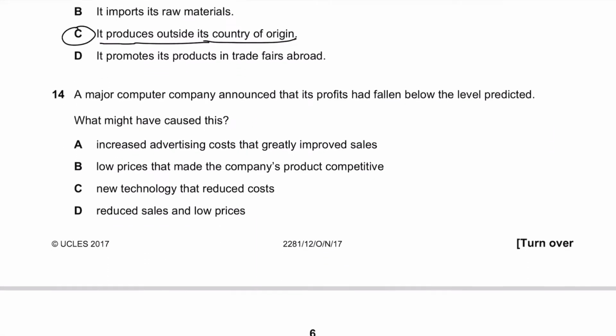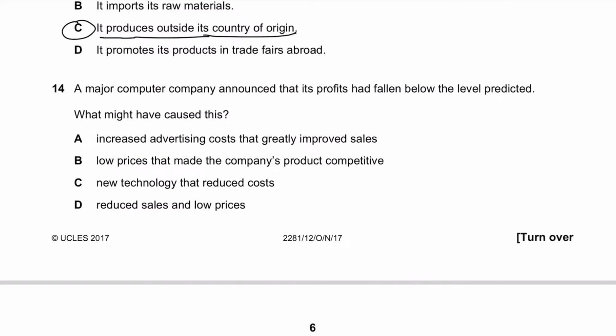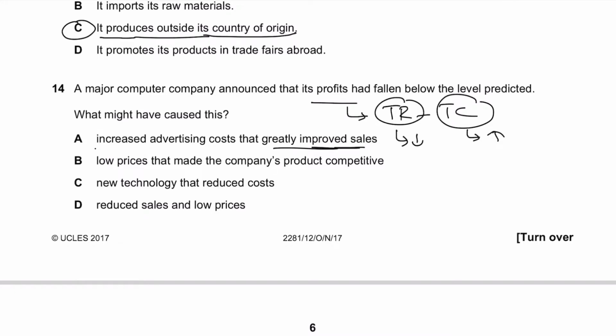Question 14 says a major computer company announced that its profits had fallen below the level predicted. What might have caused this? So profits are basically falling. Now profits, the formula to calculate profit is total revenue minus total cost. So anything that would reduce total revenue and anything that would increase total cost would reduce profits. So if sales are improving, for instance, if advertising cost is incurred, that increases your total cost. But if your sales improve, that is your total revenue significantly increases, that offsets the rise in cost. So your overall profit should rise.